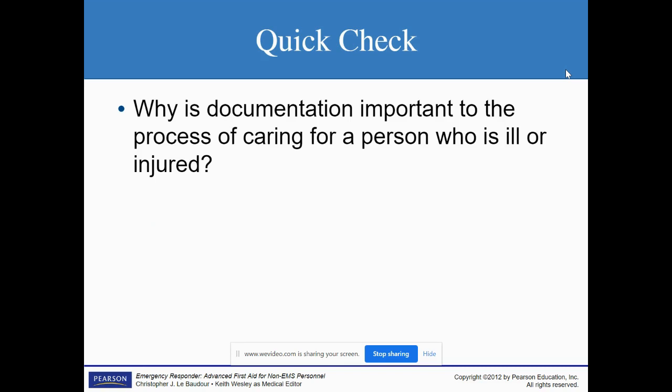So now a quick check. Why is documentation important to the process of caring for a person who is ill or injured?